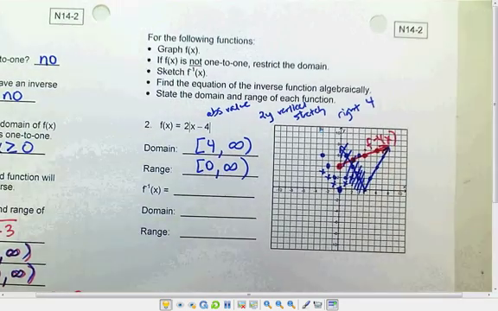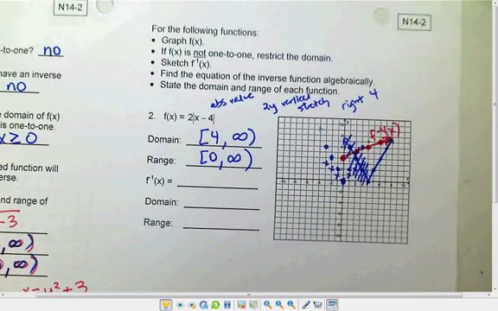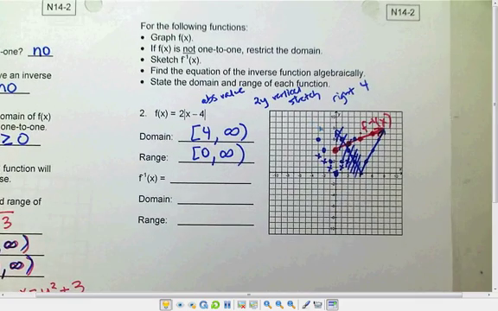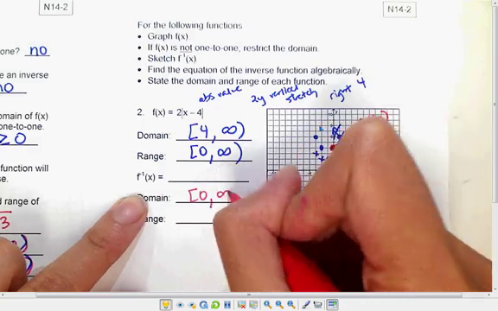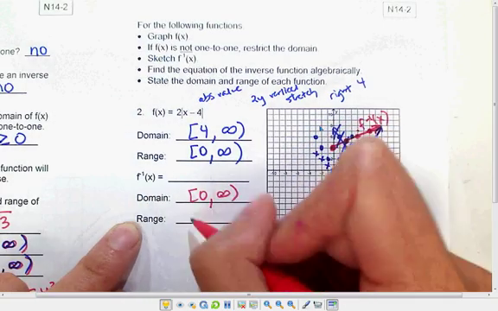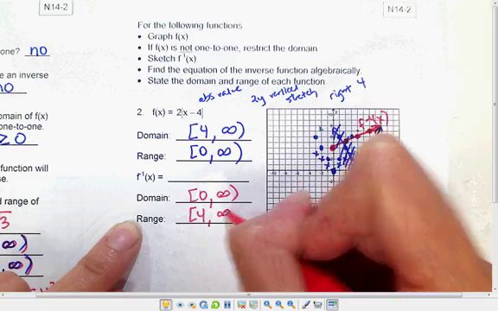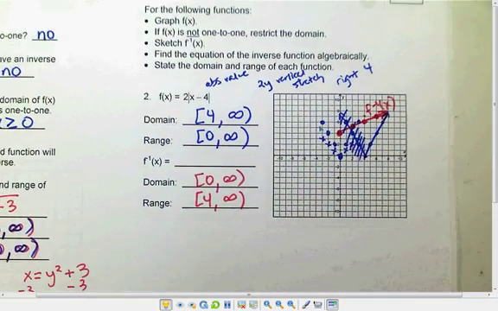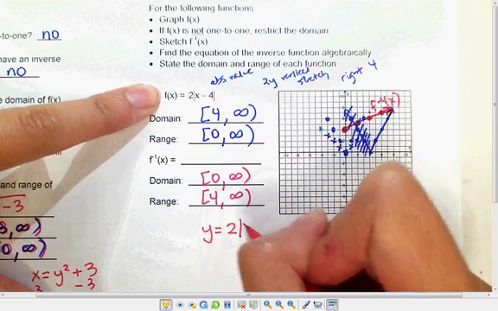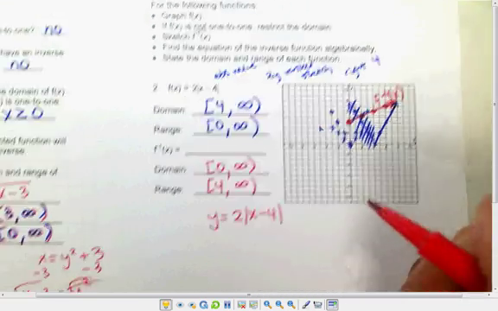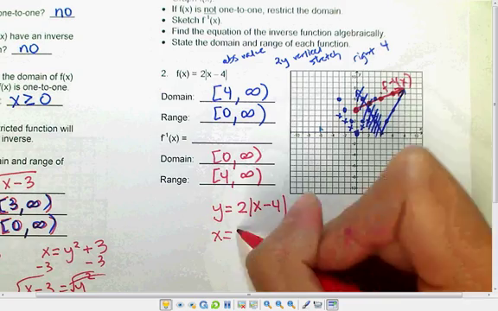And as you can tell, it's been flipped across my y equals x line. So my domain here, these two are switching, so now it's going from 0 to infinity on my x's, and my y's are going from 4 to infinity. And now we're going to solve for my inverse function. So we're starting off with our original function, we're switching our x and our y.